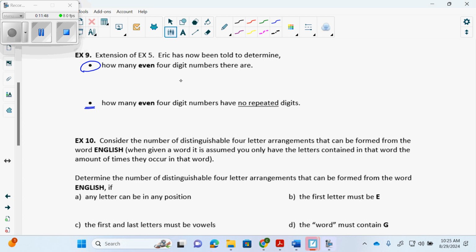So 0, 2, 4, 6, or 8. If the number ends in any of those 5, it will be even. That's all we care about. Whether 0 is even, I don't really care. But 0 will make numbers even, right? And at the front, we can't have 0, but we can have 1 to 9, which is 9 options. And then we have no restrictions in the middle, 0 to 9, 0 to 9. So it's 10 and 10, which gets us 4,500, which is the exact same amount of 4-digit odd numbers, which actually makes sense because they should be the same amount, right? Whether you're even or odd.